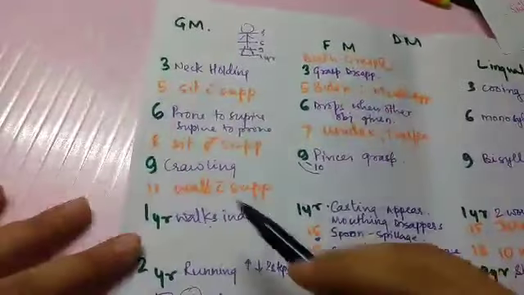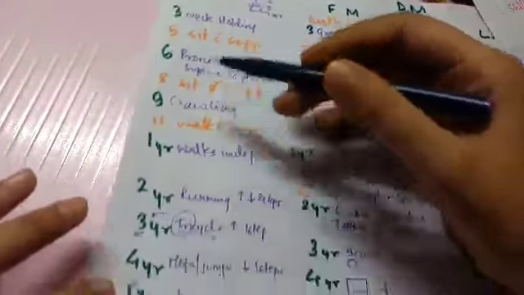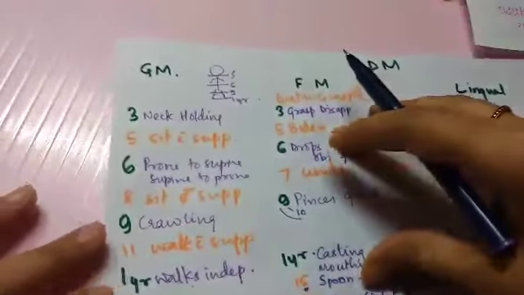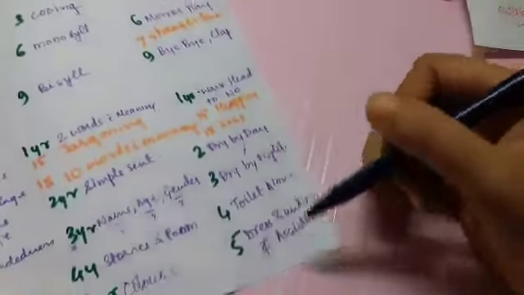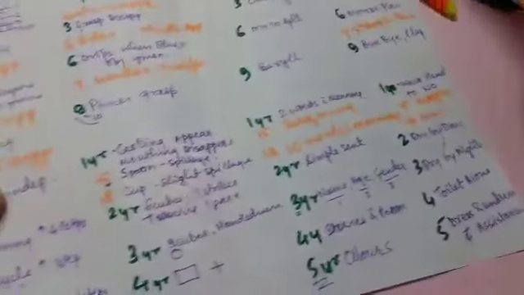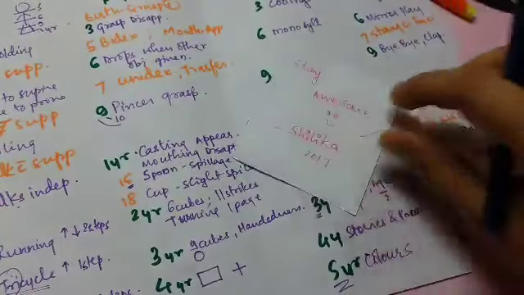Just a quick revision. General motor 3, 6, 9, 1, 2, 3, 4. Okay. And fine motor. And then lingual. And then social milestones. Okay, that's it from my side. Stay awesome.